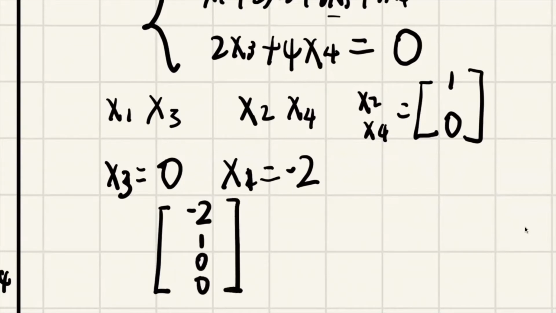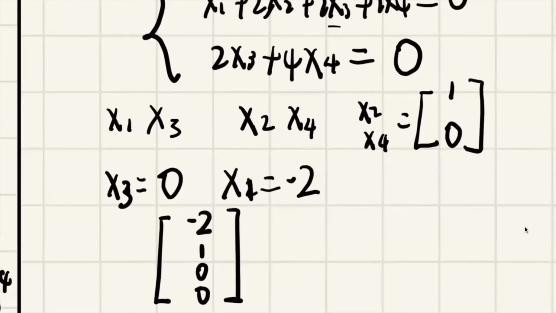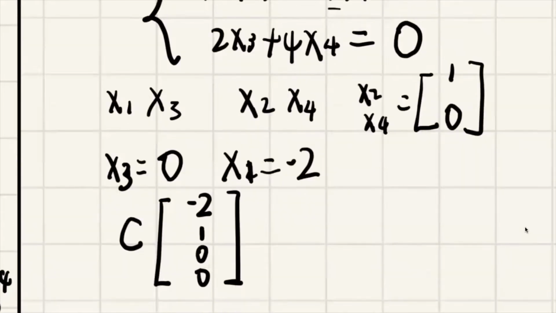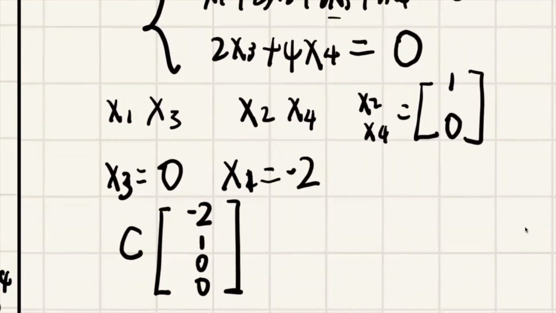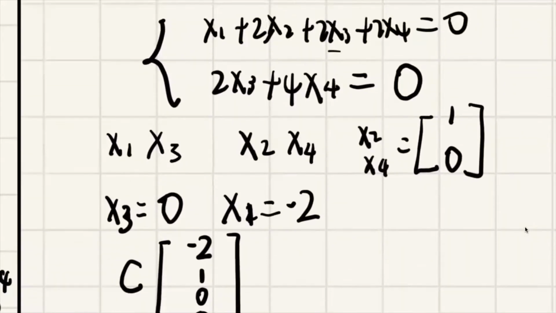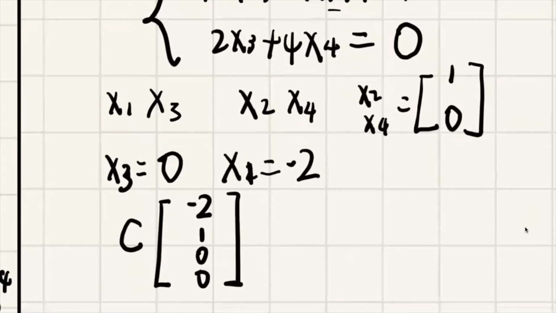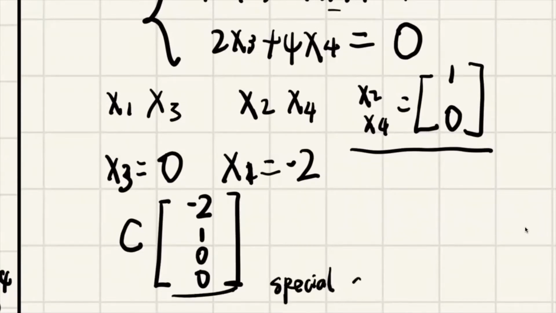And if we put a C here, any C times minus 2, 1, 0, 0 will always give the solution 0. And that's how we write it. This one, minus 2, 1, 0, 0, is a special solution.